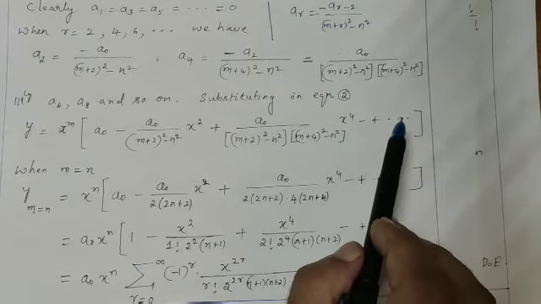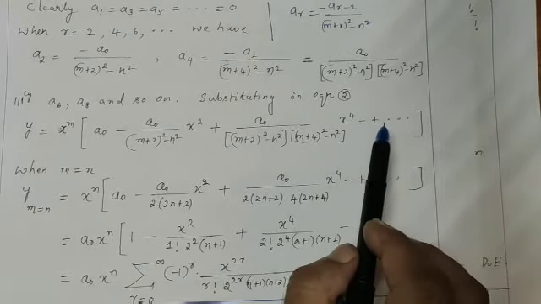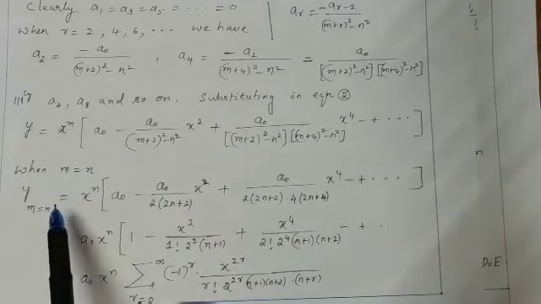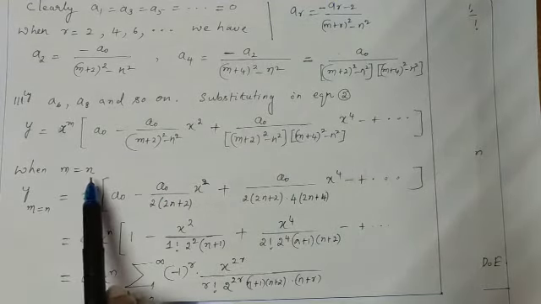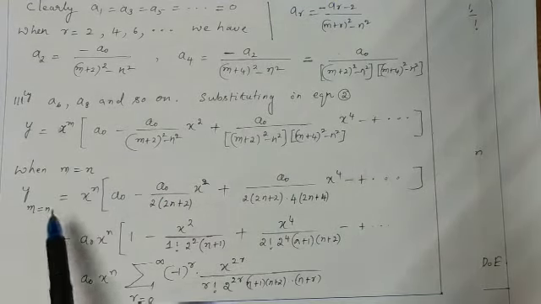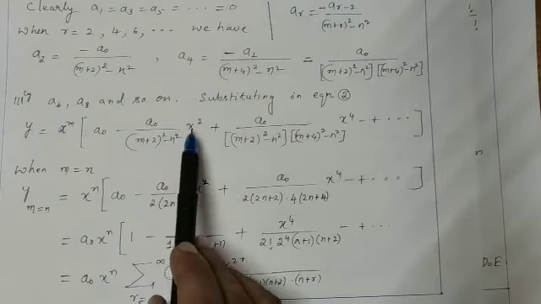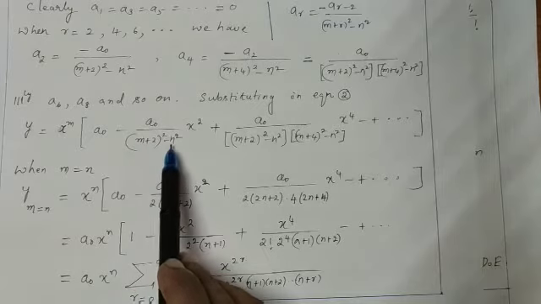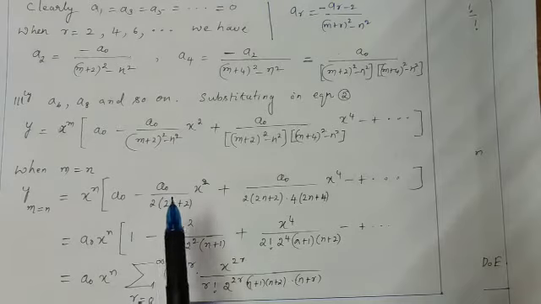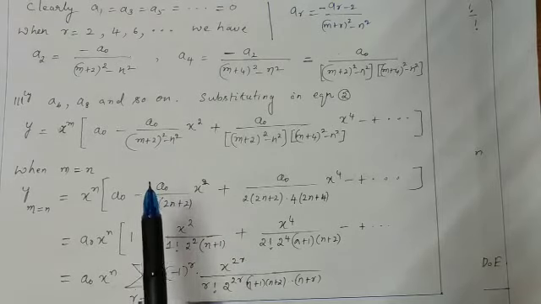Now we know that m takes two values, plus n and minus n. Let us see what happens if m takes n. So when m is equal to n, y will be x power n times a0 and so on, with the factor (n plus 2) whole square minus n square. This is the a square minus b square formula. That means (n plus 2 plus n)(n plus 2 minus n). So n cancels, and you will find 2.